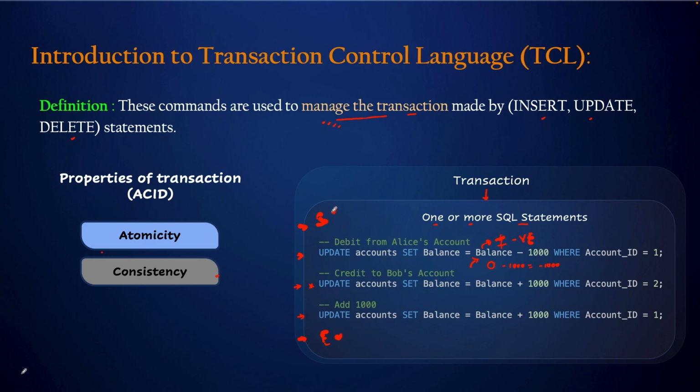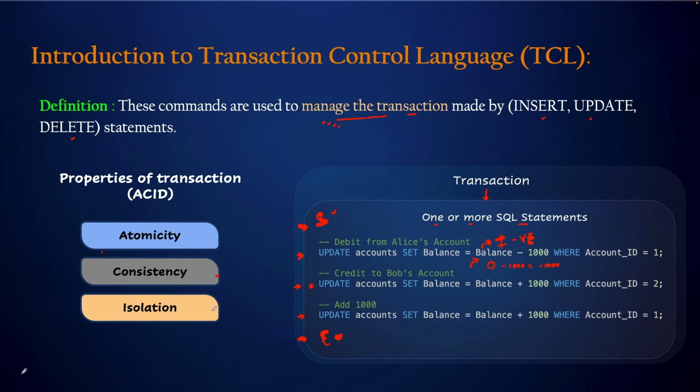When we started, it was in a valid state, it was following a rule of non-negative constraint, but when it reached here, it's not following. That's why this transaction is not consistent. So transaction has a consistency before starting the transaction and after ending the transaction.